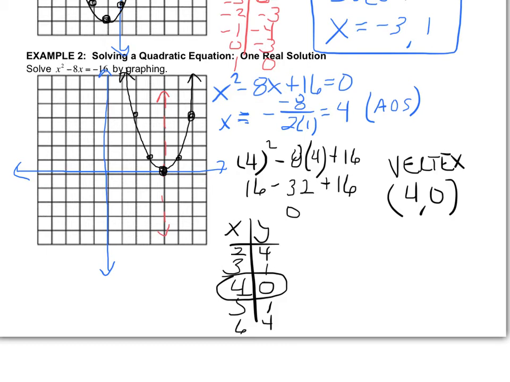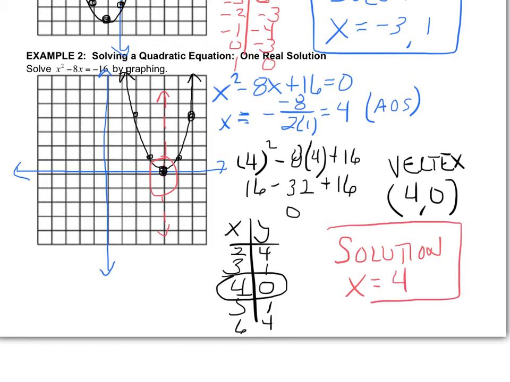And that will be the equation that we are graphing. Now notice here, our solution is actually, there's only 1, because now we only have one x-intercept. So again, our solution to this question is x equals 4. So notice that this graph only has one x-intercept. And notice this time there is only one answer.